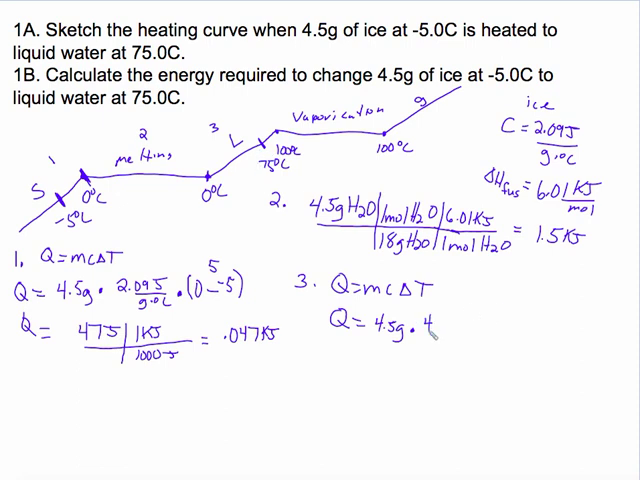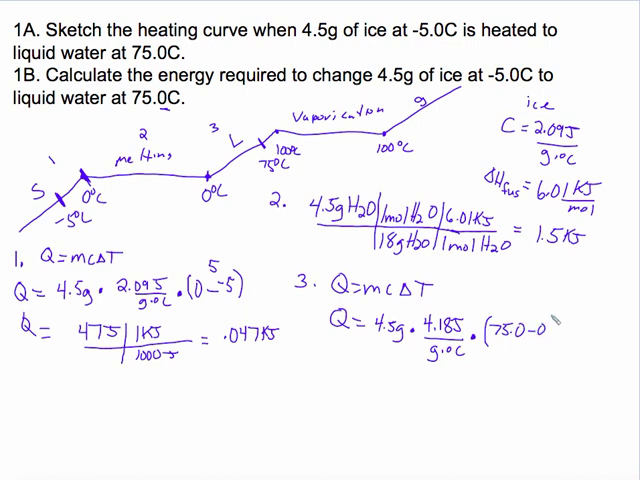But now we have the specific heat of water. Remember that number is 4.18. We've been using that number. That's for liquid water, joules per gram degrees Celsius. Then we're going to take it times the temperature change. The temperature change is the final temperature, which in this case we're only going to 75 because that's what the problem tells us to go to.